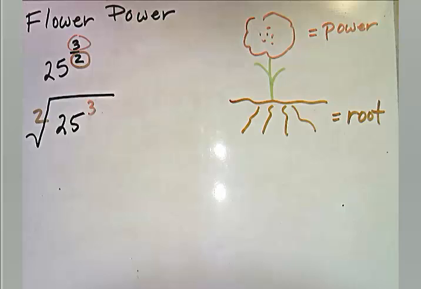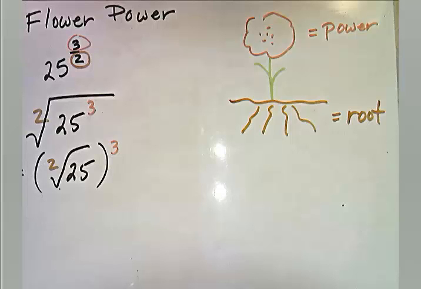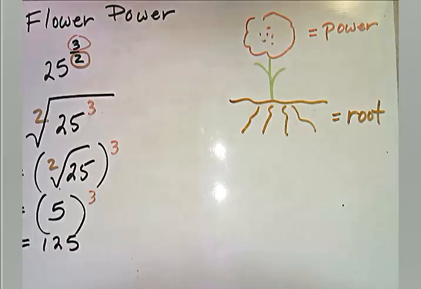We can simplify this by first finding the square root. We can find the square root of 25 first, and then raise it to the 3rd power. The square root of 25 is 5, and when we raise it to the 3rd power, it is 5 times 5 times 5, or 125.